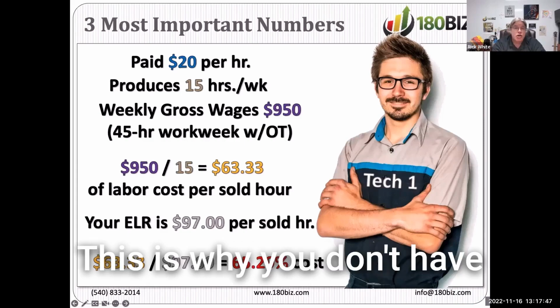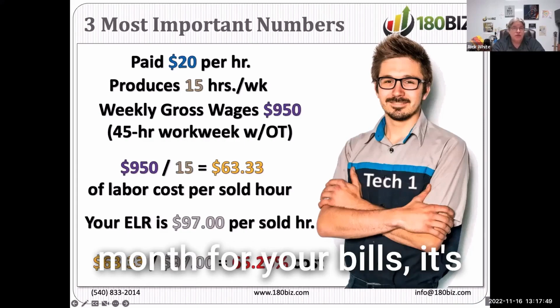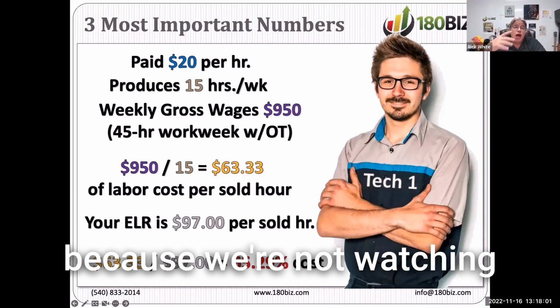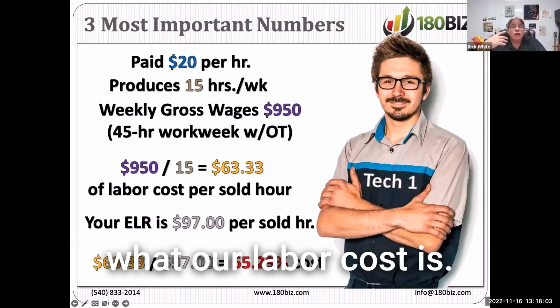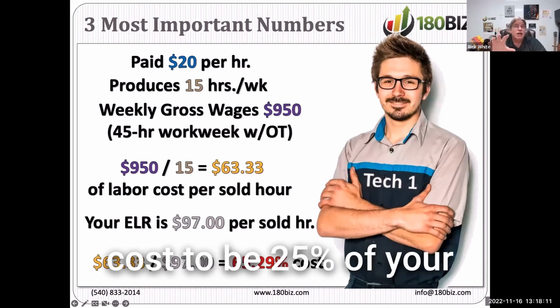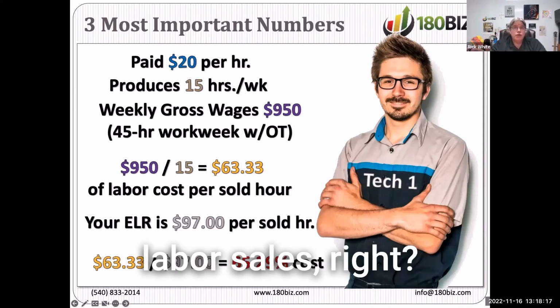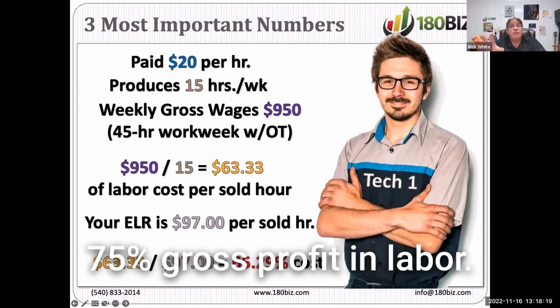This is why you don't have money at the end of the month for your bills, because we're not watching what our labor cost is. You want your labor cost to be 25% of your labor sales, right? So that you're making 75% gross profit in labor.